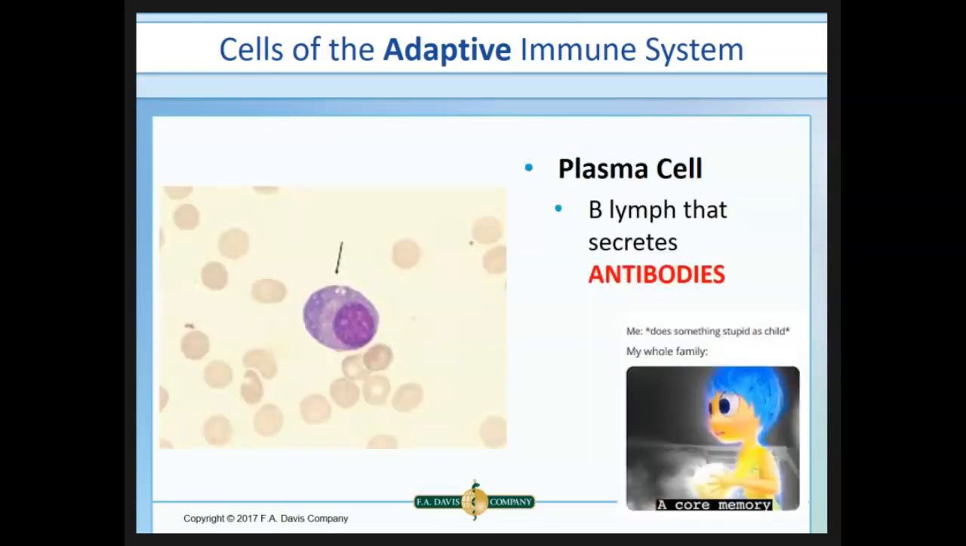Plasma cells are B lymphs that are actively secreting antibody. So remember, plasma cells, B lymphs, a core memory. And I put this here for my youngest daughter. Bless her. She's done a lot of things as a little kid, and she always says that we remember those. So there you go. Plasma cells, memory, B lymphs grow up to become plasma cells that secrete antibodies.